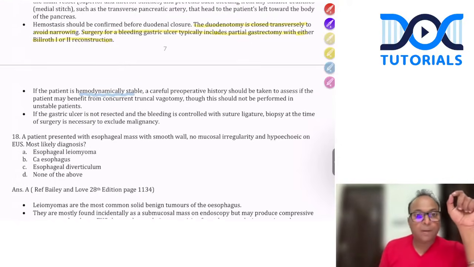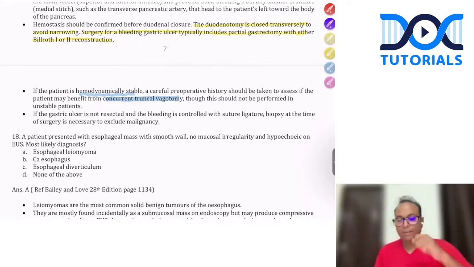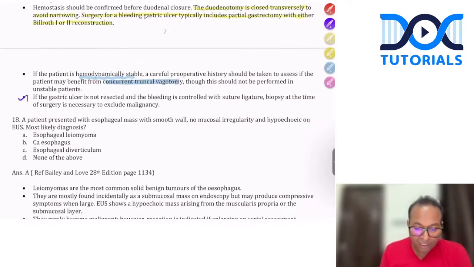A careful preoperative history should assess whether the patient may benefit from concurrent truncal vagotomy. Though this can be performed, it should not be performed in unstable patients. In a stable patient, you can do it. If a gastric ulcer is not resected because the patient is unstable, we have to take a biopsy, as excluding malignancy in a gastric ulcer is essential. That is for the 17th question.